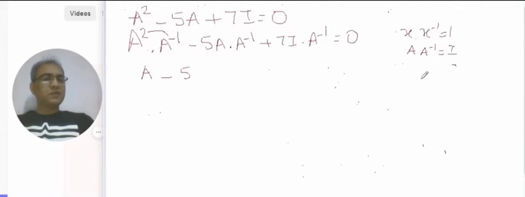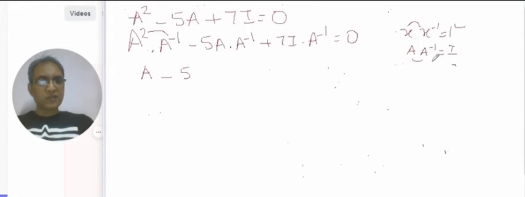See students, just as you multiply x into x inverse to get x upon x, that means 1, similarly, if you multiply A and A inverse, you get the identity matrix. That means just as in simple mathematics x into x inverse is 1, in case of matrices A into A inverse is the identity matrix I. So wherever 1 is written in simple mathematics, in case of matrices you have to write I.